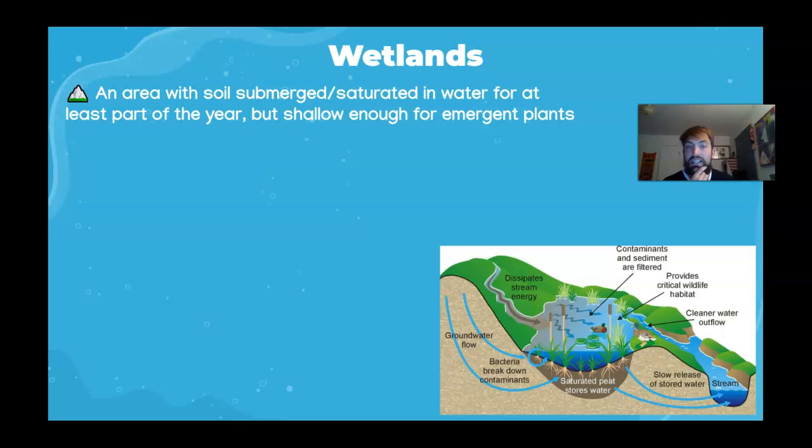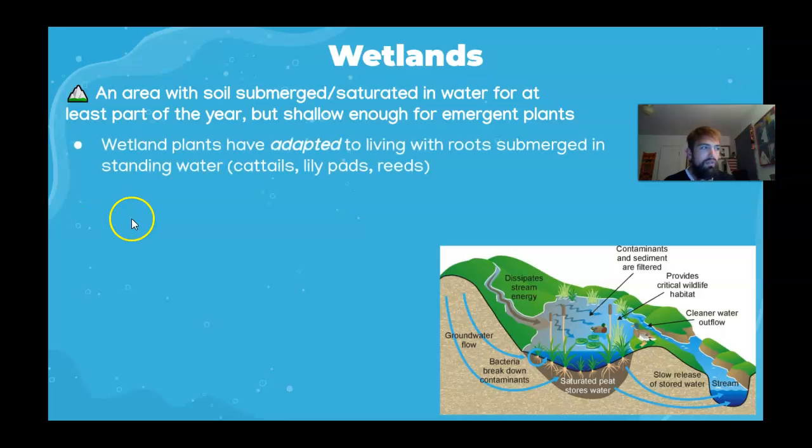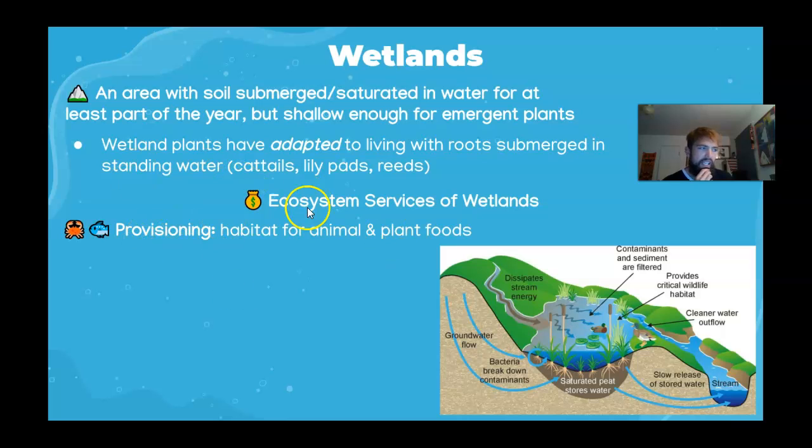Remember that plants on the land can run out of oxygen really easily, so these are very special plants that live in these wetland habitats, and they're adapted for that. And so, why are they so important? There's a variety of reasons. A lot of ecosystem services. Things like provisioning, so habitats for animals and plant food, so we get a lot of food and resources from these areas that are super important.